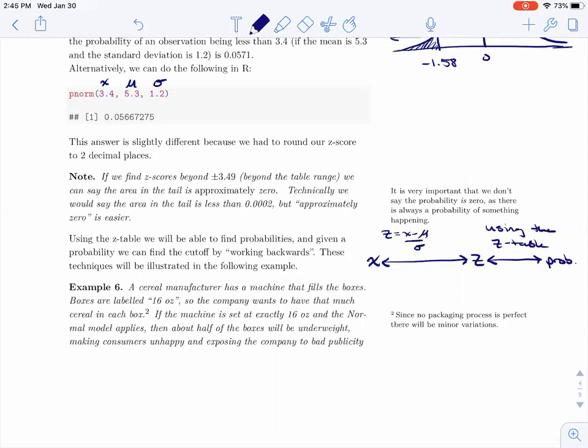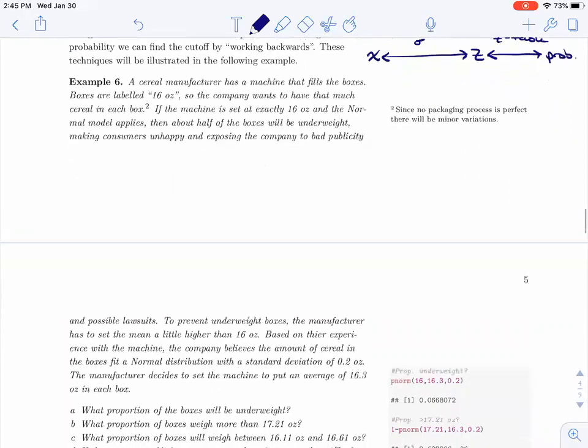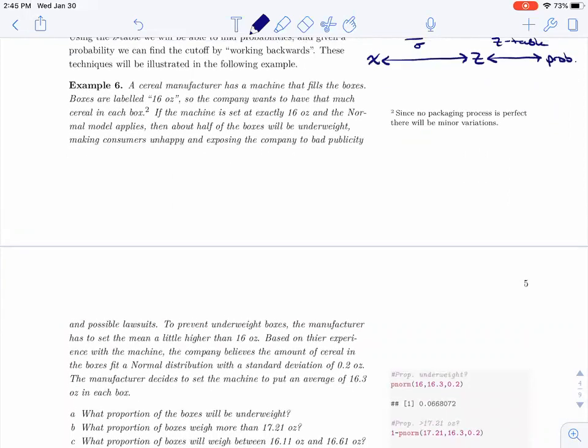Questions? Ready for an example that I stole out of a Canadian textbook, but they still use ounces? Weird, right? A cereal manufacturer has a machine that fills the boxes. Boxes are labeled 16 ounces.